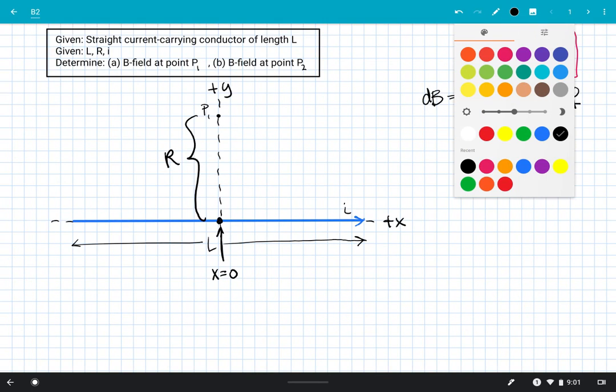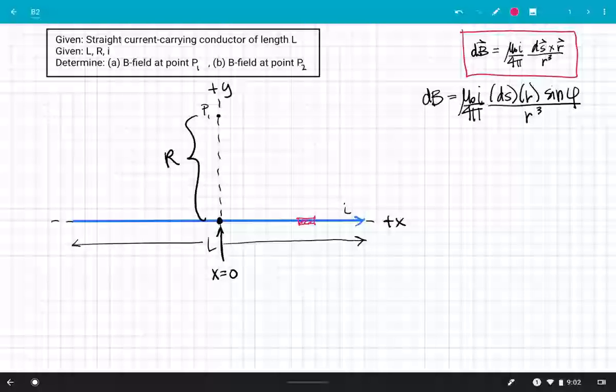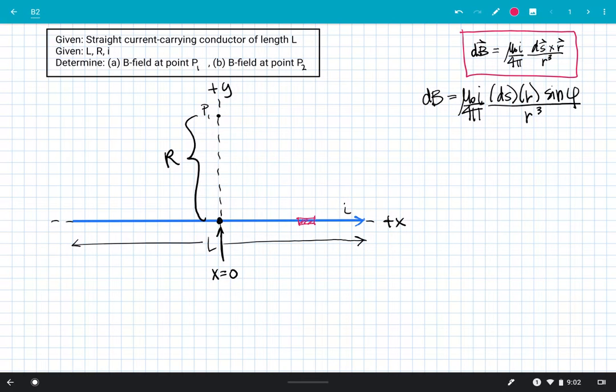So I'll write in my little ds. So my ds, you can put it anywhere, but I'm going to go ahead and put it right here. And that's a little infinitesimal piece of current, right? A little current element, and I'm drawing it bigger so we can see it and kind of think about it. But mathematically, it's really small.